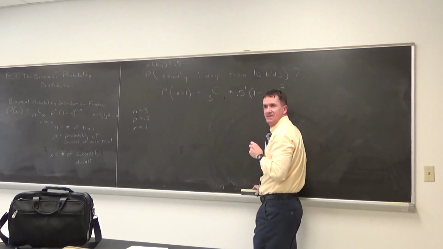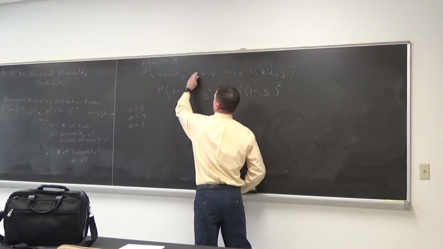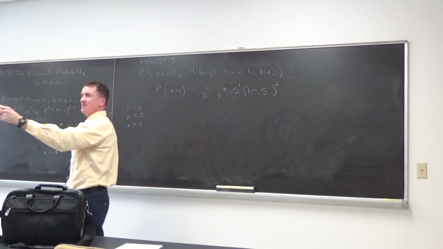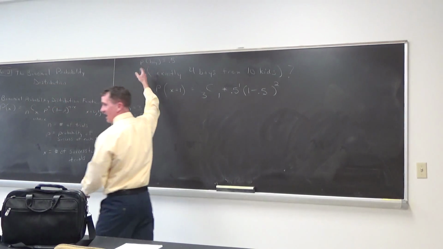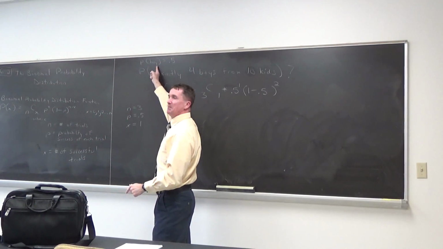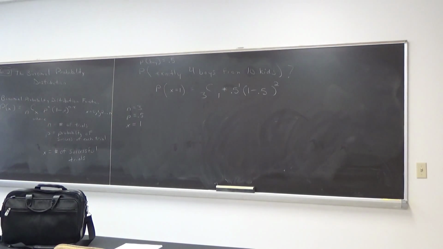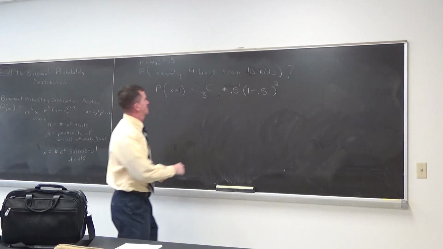10 kids. 4 boys. And Autumn, I'm going to stay with probability of success. Boy being success. Probability boy is 50%. All right. What will that be?